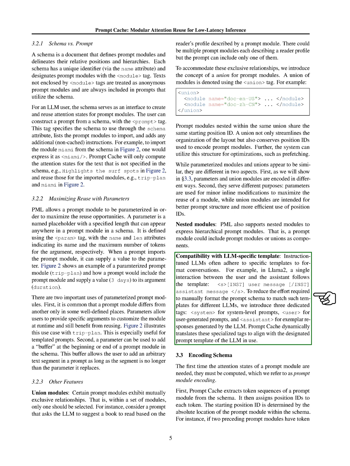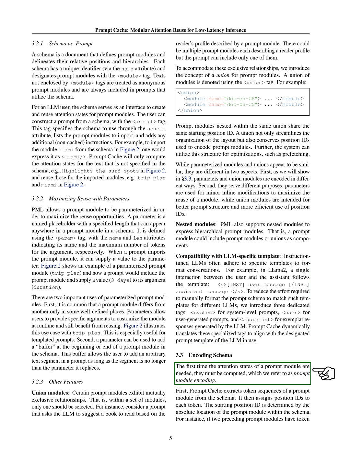Now, let's talk about how we encode our prompt modules. The first time we need to use a prompt module, we have to compute its attention states. We do this by extracting the token sequences from the schema and assigning position IDs to each token. The starting position ID is determined by where the prompt module is located in the schema. For example, if we have two prompt modules before the one we're encoding, and they have 50 and 60 tokens respectively, our new module would start at position 110.